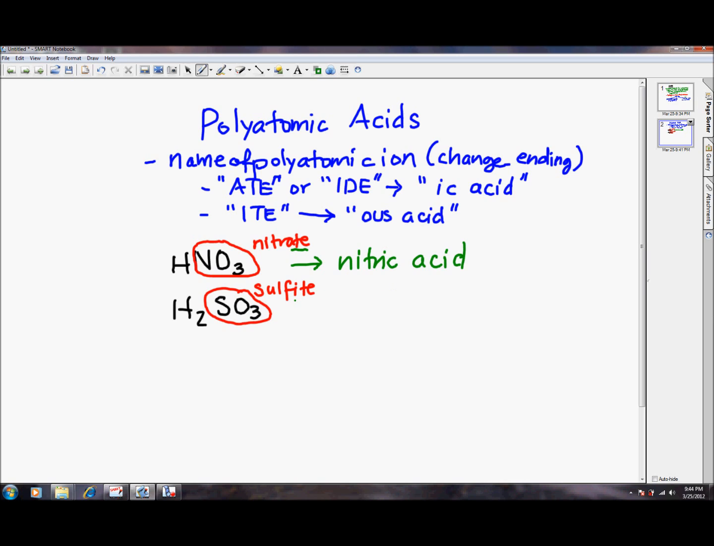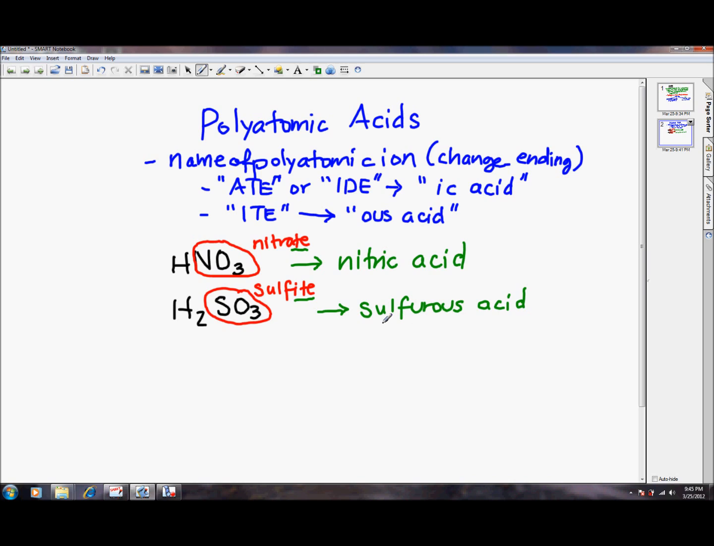Now this one ends in ITE. The ITE ending gets changed to OUS. So this will be called sulfurous acid. Now you may ask, why did I put the R back in? Because this is not called sulfurite, it's just called sulfite. It's just one of those odd little quirky things when it comes to the rules for naming.